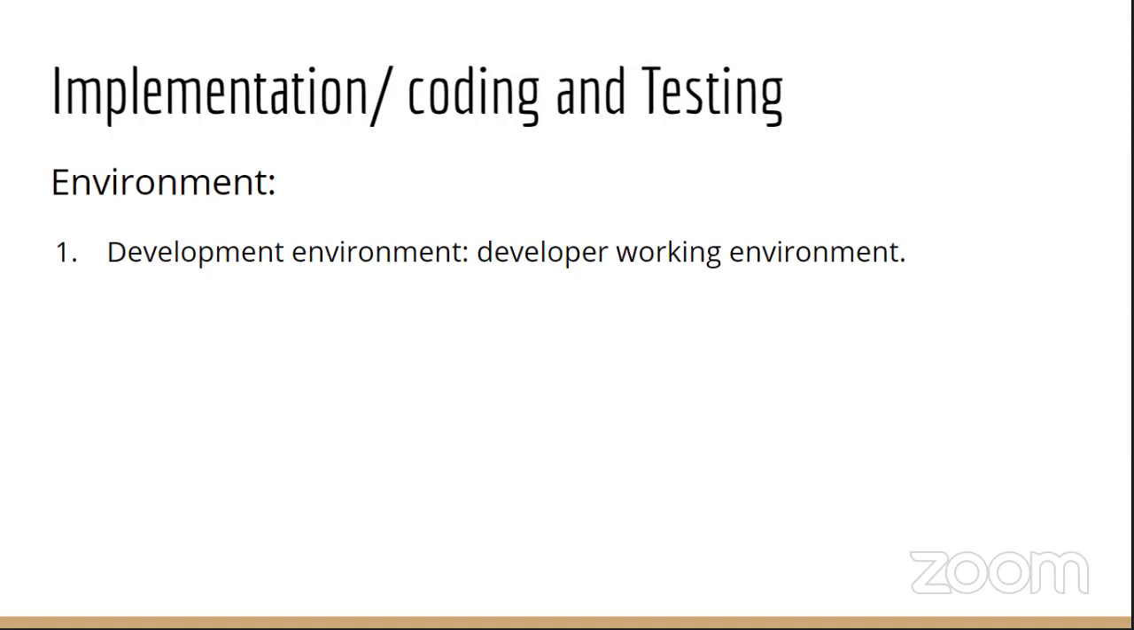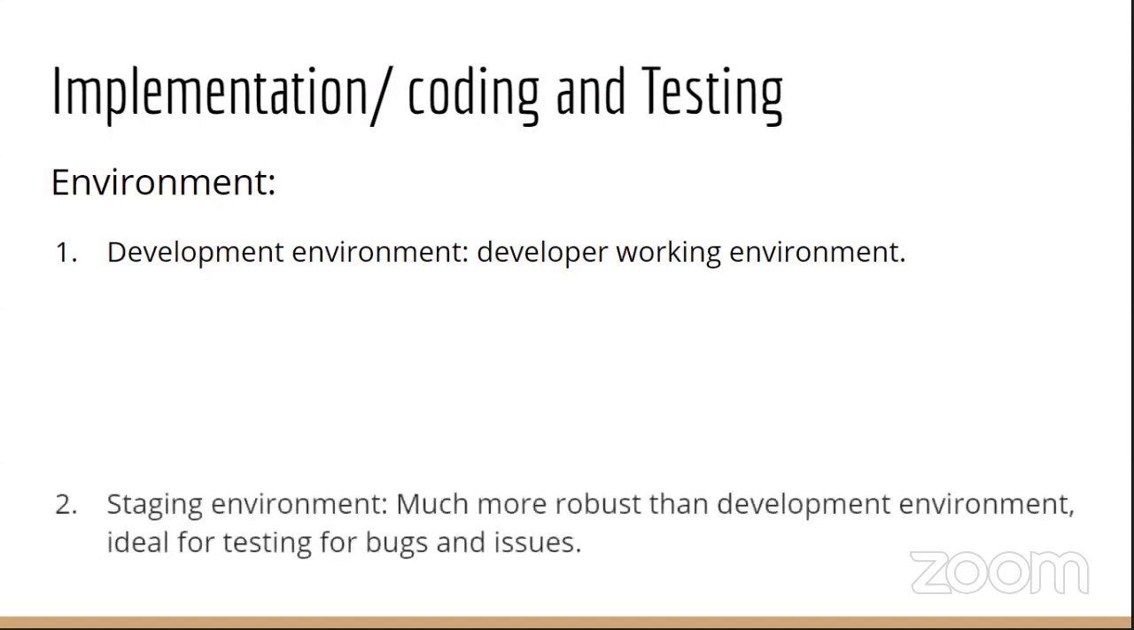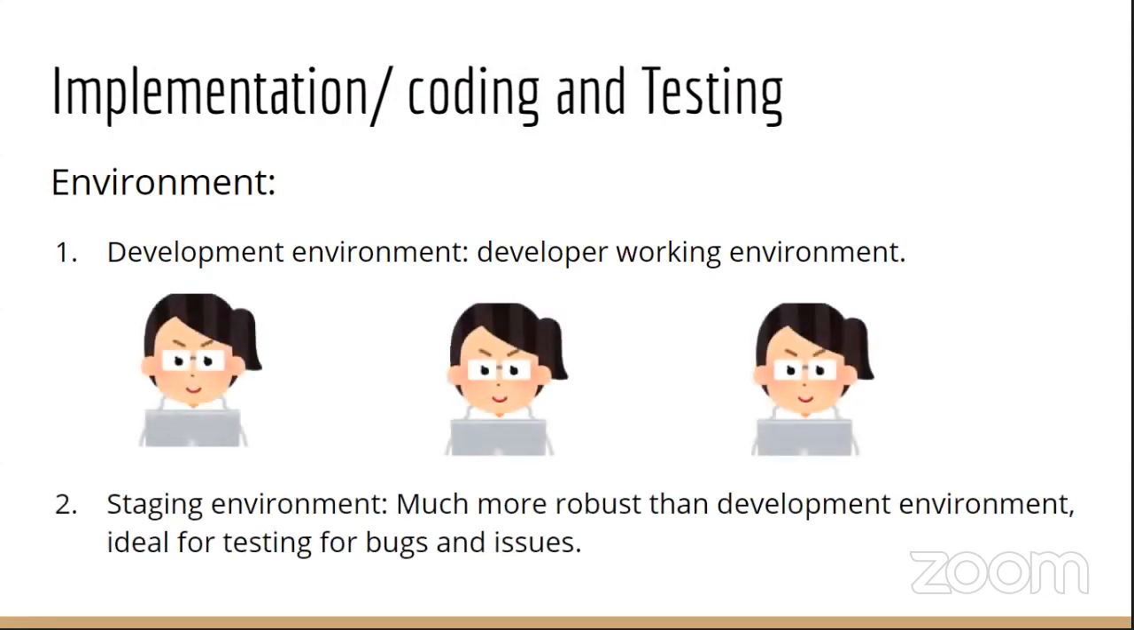So after the development environment, when the coding has been completed, they will do testing. These people will test if it works or not, if there is any problem or not. If there's no problem, then it proceeds to the staging environment. Staging environment means that it is a much more robust environment where it's close to the production environment.